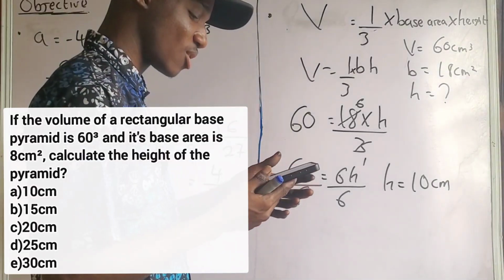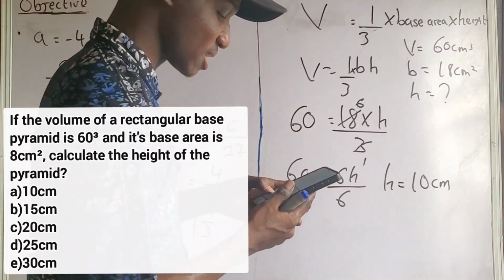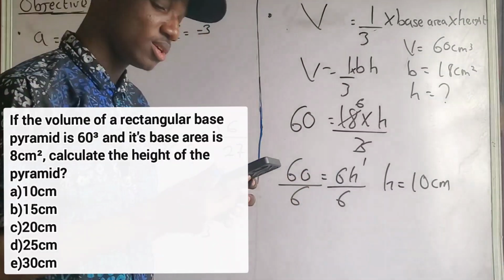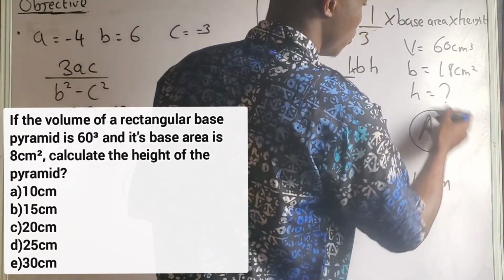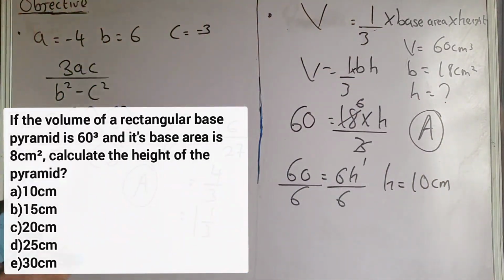Option A is 10 centimeter, option B is 15 centimeter, option C 20 centimeter, option D 25 centimeter, option E 30 centimeter. The correct option is option A. Do you understand? Okay, let's proceed to the next question.